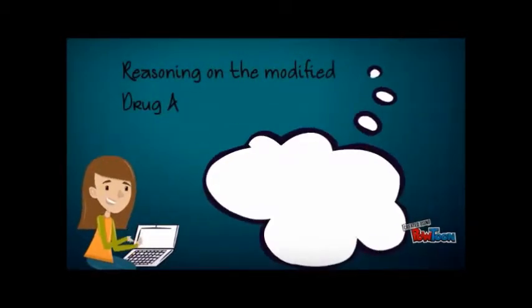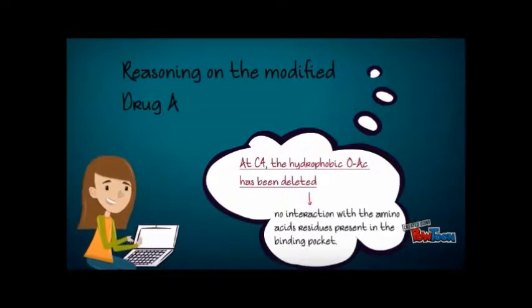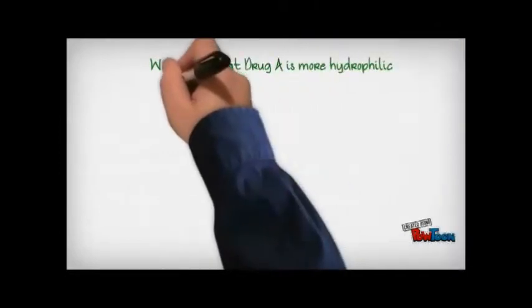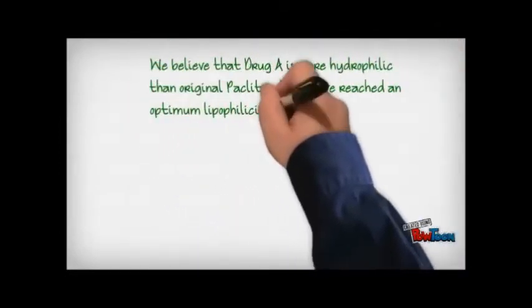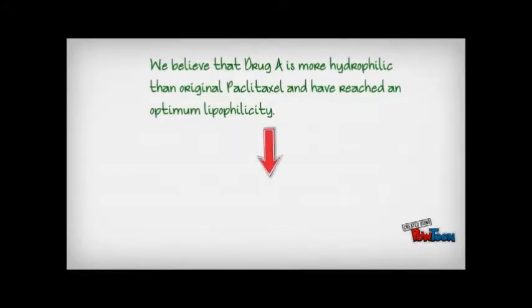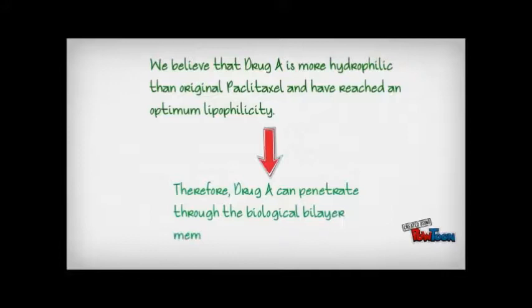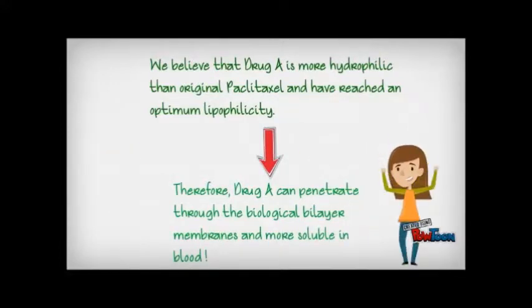Next, we change the group at the carbon 4. This is because there is no interactions with the protein. So we believe that our drug A is more hydrophilic than original paclitaxel and has reached an optimal lipophilicity. Therefore, it can penetrate the biological membrane and is more soluble in blood.